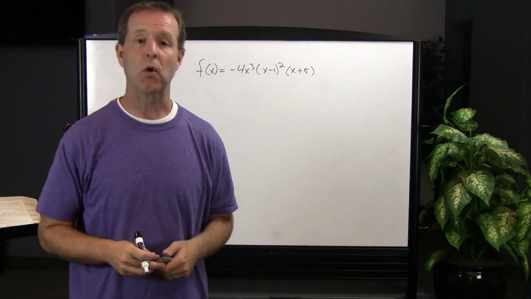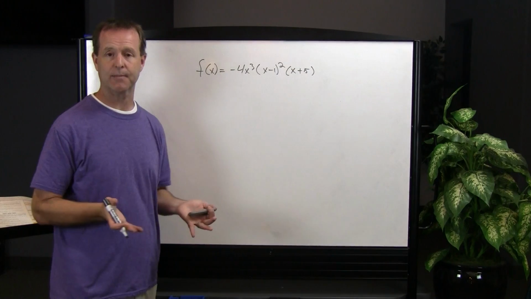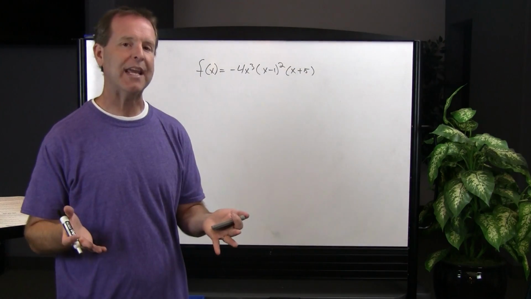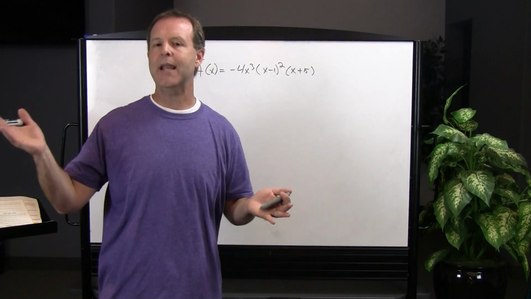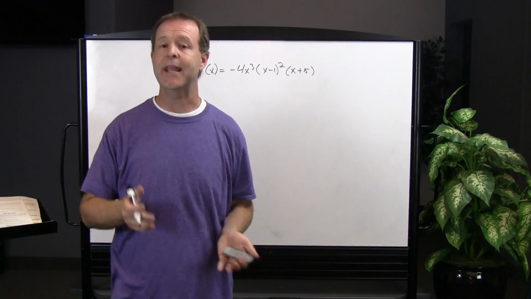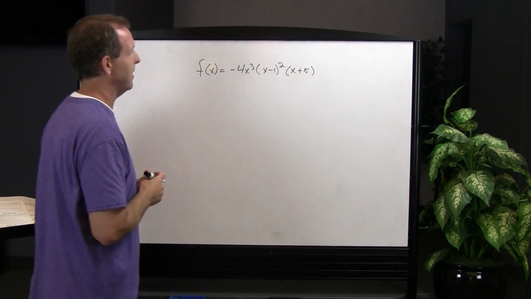This example is going to expose a couple other components of this that I want to make sure that you guys have a good grasp on. Remember, we're looking at end behavior. Does the graph fall to the left, fall to the right? Does the graph rise to the left, rise to the right, or a combination of those? Falls to the left, rises to the right, or whatever it might be.